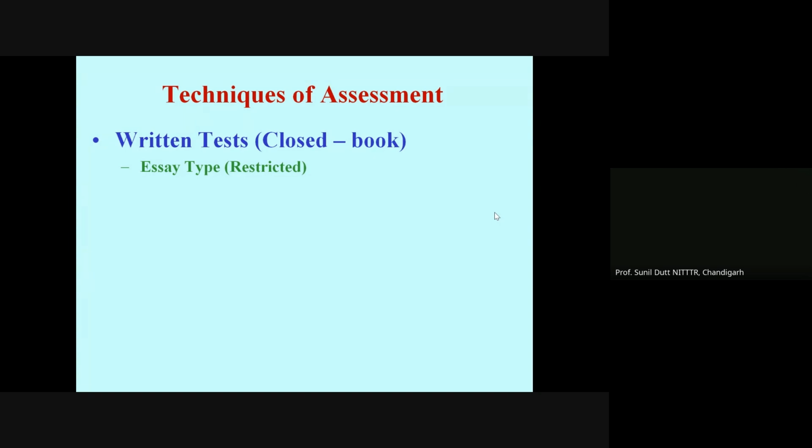So the restricted response essay question usually limits both the content and the form of the student response. The content is usually restricted by the scope of the topic to be discussed, and limitations on the form of response are generally indicated in the statement of the question.